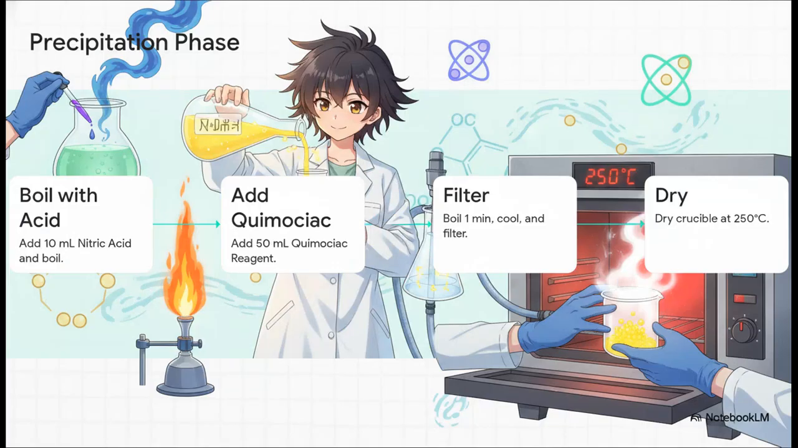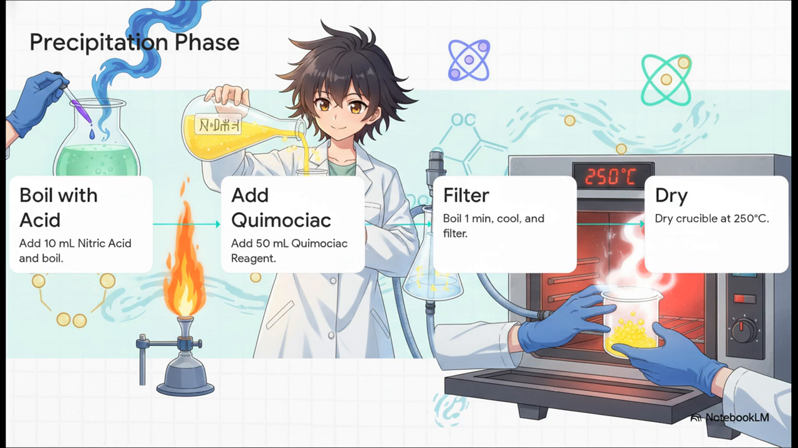Okay, moving right into the precipitation phase. We add 10 milliliters of nitric acid and bring the whole solution to a boil. Then, we introduce 50 milliliters of Quimociac reagent. And guys, this is where the magic really happens. The Quimociac reagent reacts directly with the available phosphorus, pulling it right out of the liquid solution and forming this solid, bright yellow precipitate known as quinoline phosphomolybdate.